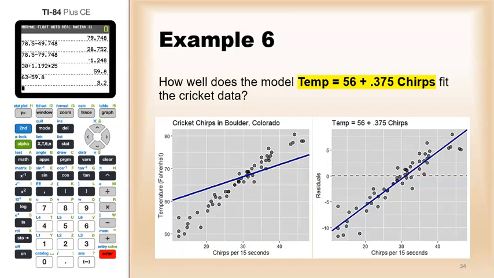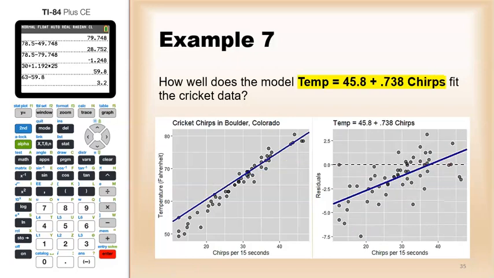Here was 56 plus 0.375 times the number of chirps. Again, kind of a bad fit. It's really not going through the data very well. You can see that the residual plot is not horizontal. So this is a bad fit as well. This one, looking a little bit better, is kind of going through the data, though not great. The equation is 45.8 plus 0.738 times the number of chirps. The residual plot is definitely tilted, so not horizontal at all.